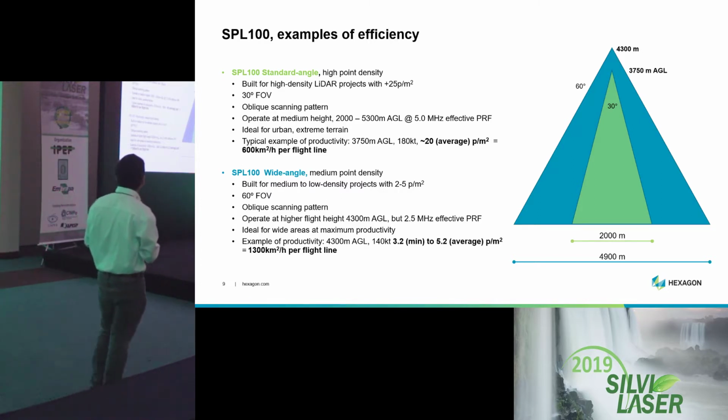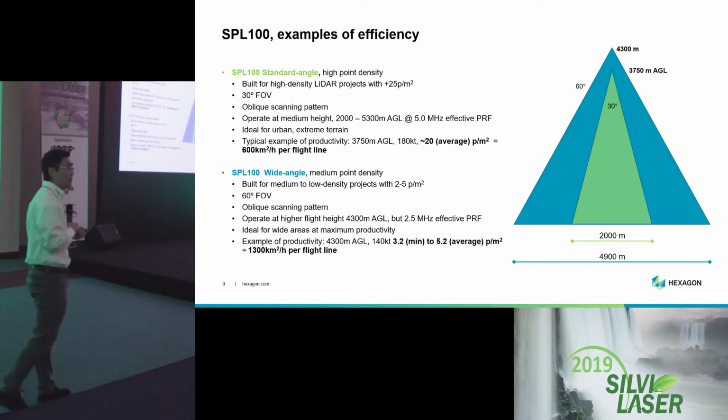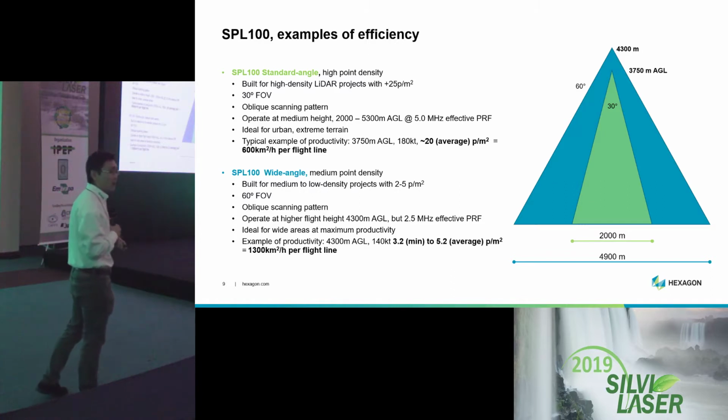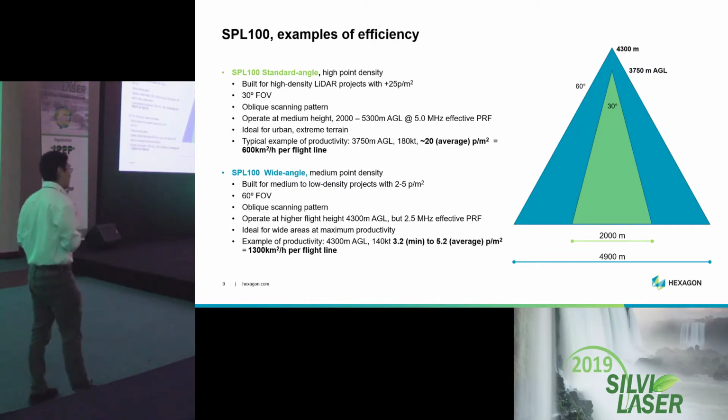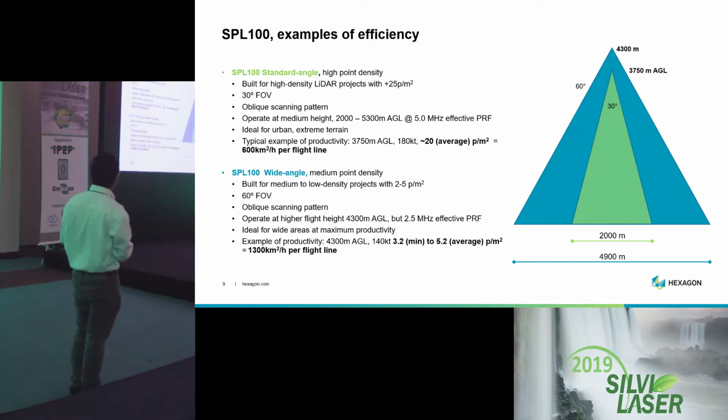We have a typical productivity flying at 3,750 meters above ground. We can achieve approximately 20 points per square meter, but our productivity is around 600 square kilometers per hour per flight. And we have 2 kilometers swath coverage with this standard system.